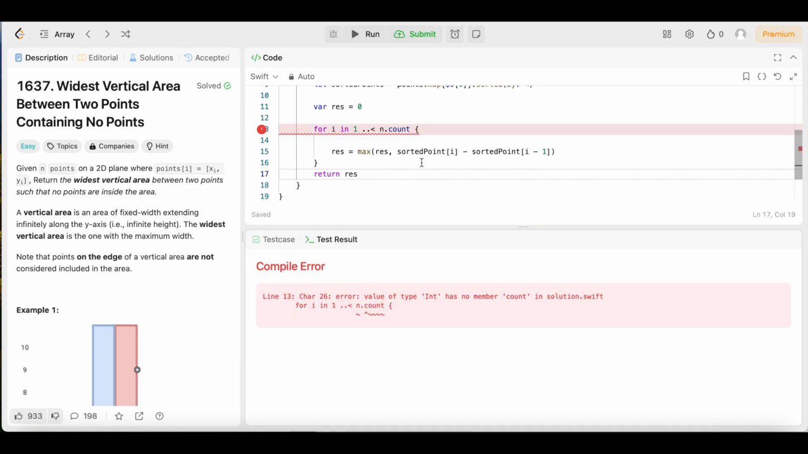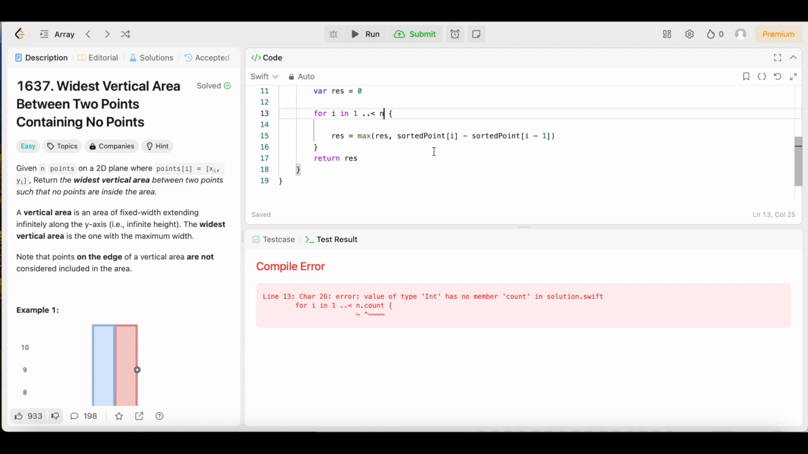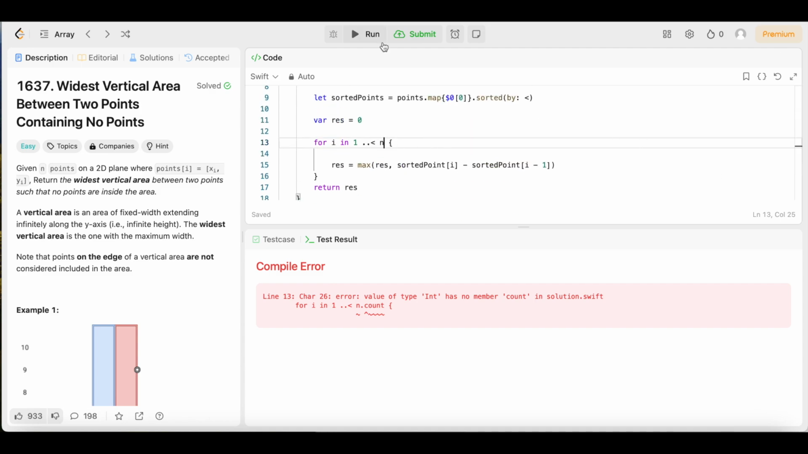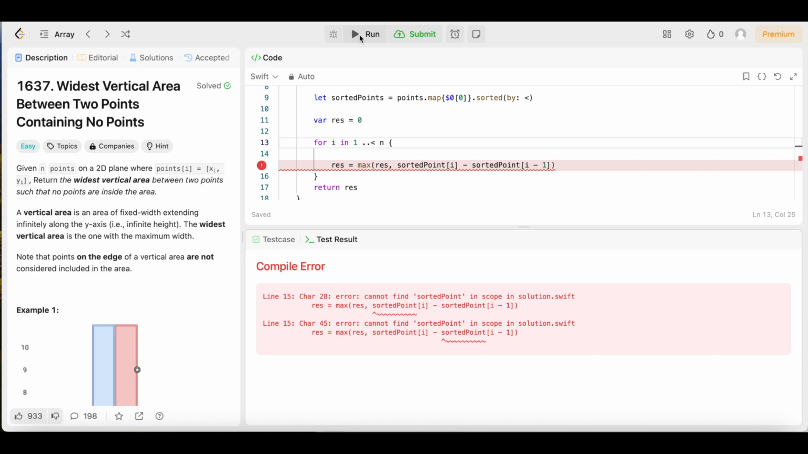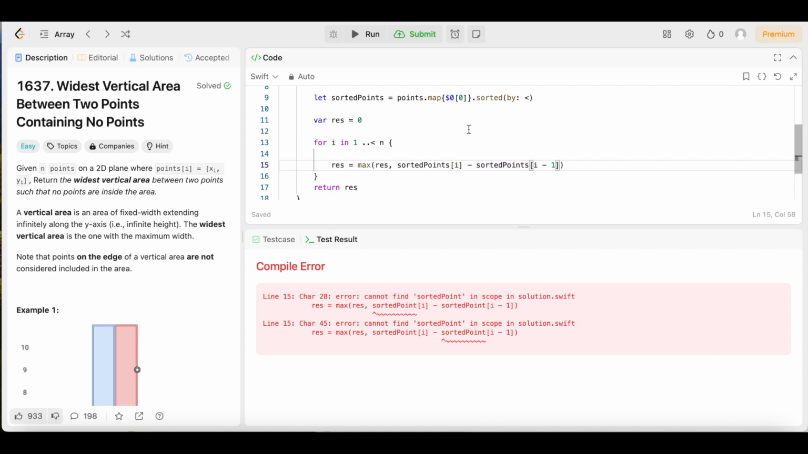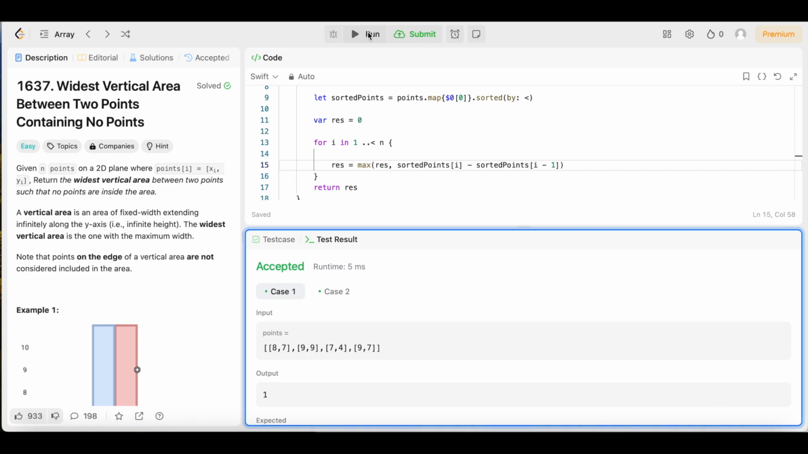Okay, so we have a typo, and the typo says, guys, we could remove the count. We could just say n, because up here we already set n as points.count, so we don't have to put a .count here. So let's run it again and see what we get. Ooh, okay, cannot find sorted point in scope. So that means there's a typo. It should be sortedPoints with the s, coming from right here. So let's run it again, see what happens, and it's accepted, y'all.